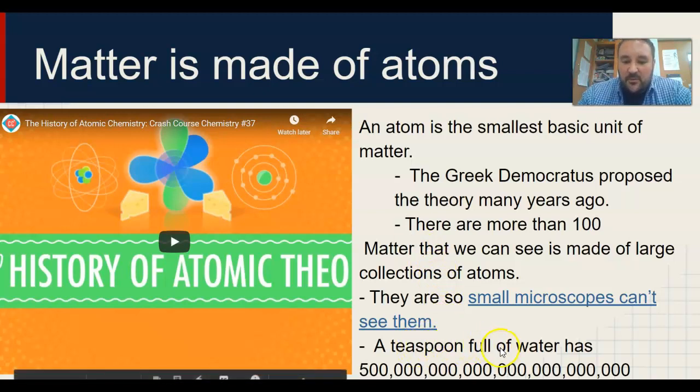A teaspoonful of water has 500 million billion trillion quadrillion, I don't know, whatever the 9 times of a billion is. That's a big number.